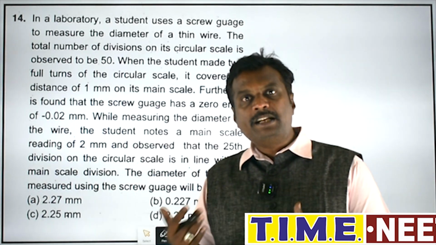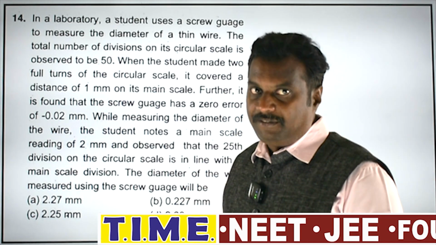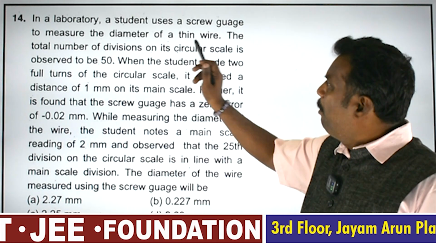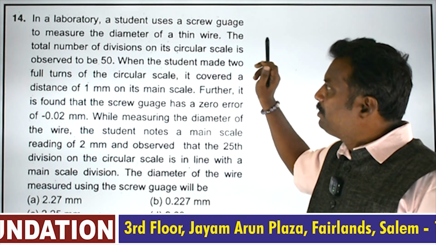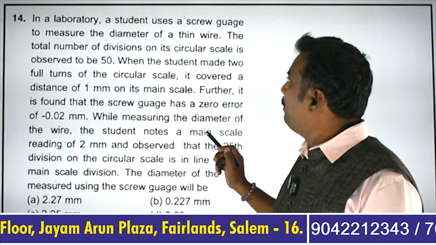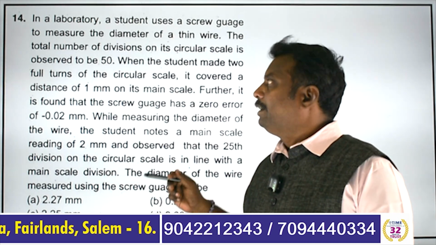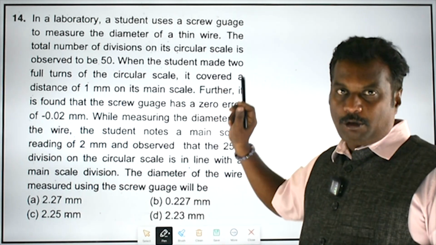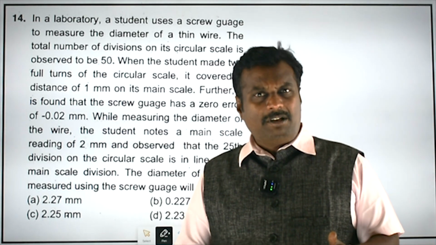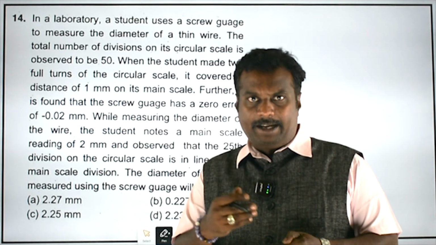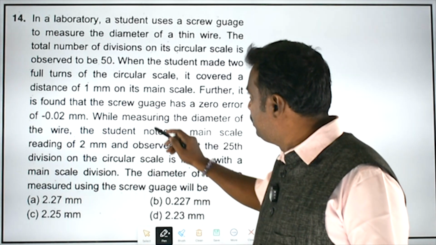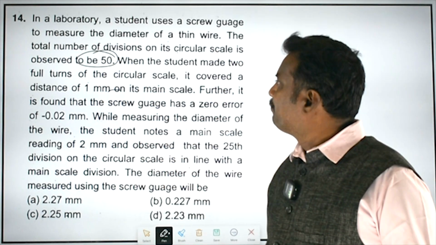See, it's quite an interesting one. Practical physics, experimental physics, right? In a laboratory, a student uses a screw gauge to measure the diameter of a thin wire. Now, the total number of divisions on the circular scale is observed to be 50. Generally, the circular scale in our lab, the head scale, has 100 divisions. But here, only 50 divisions.